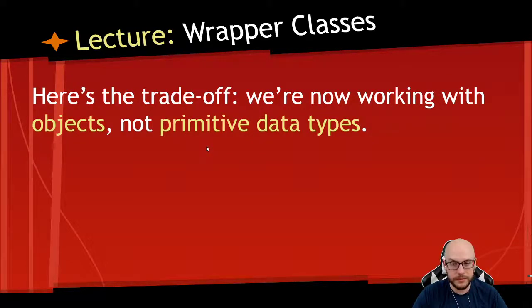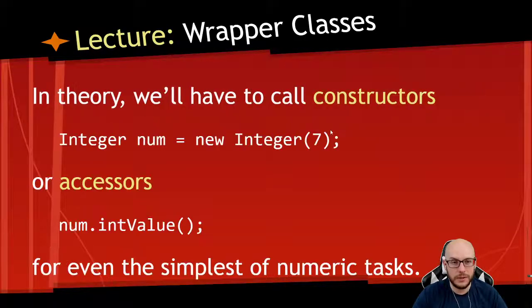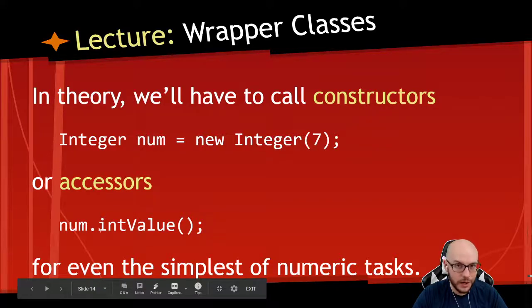Here's the trade-off. We're now working with objects, not primitive data types. Which means that if you want to make an Integer, you need to go through a constructor. It's an object. I have to call the Integer constructor, passing in the int that I actually want to wrap up. And then it's inside of that object. So if I want to do math with it, I have to pull it back out. This is effectively a getter, or the accessor method inside of the Integer class. We take our Integer object and pull the int out of it. Then I'm working with an int primitive data type so I can do some math.